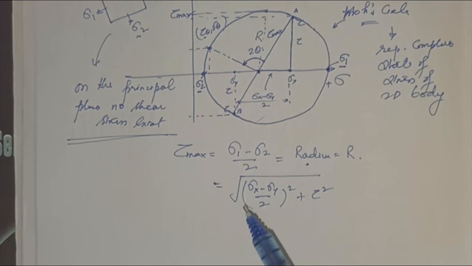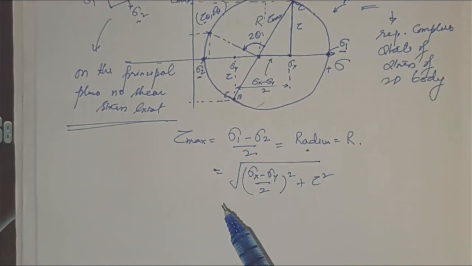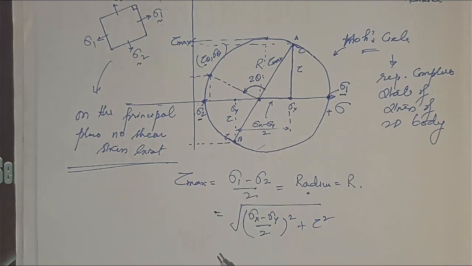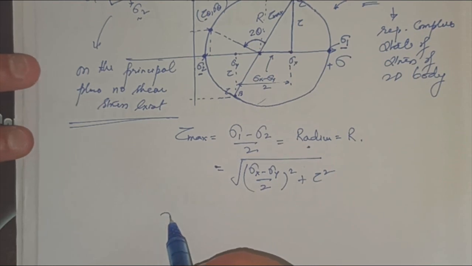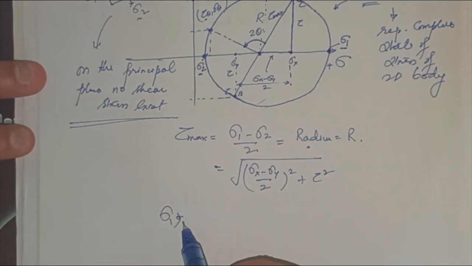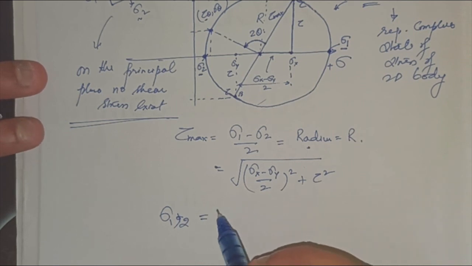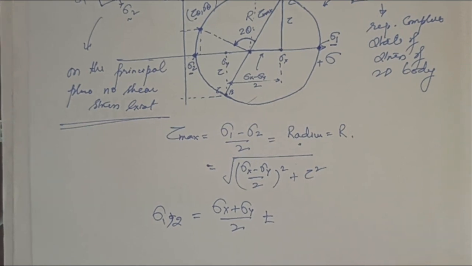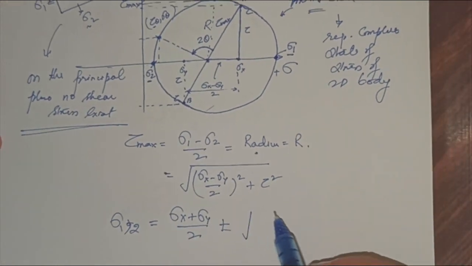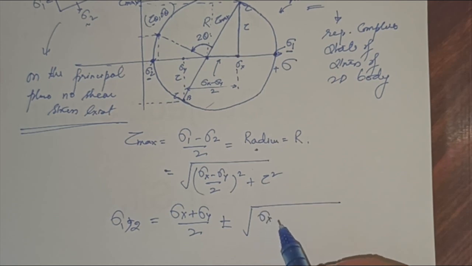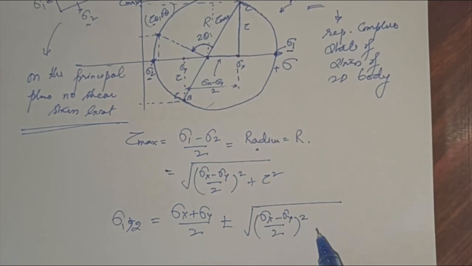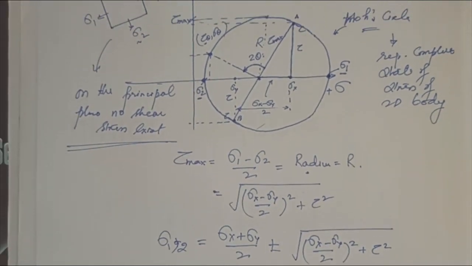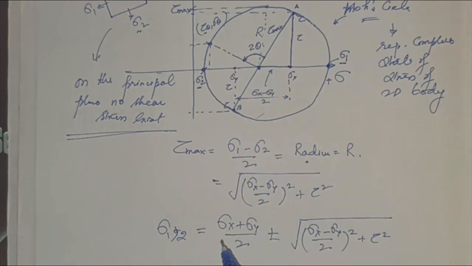Okay, and I can also say what the values of sigma 1 and sigma 2 are. The analytical expression is sigma 1, sigma 2 equals sigma x plus sigma y by 2, plus or minus, I'll prove this just now, the square root of sigma x minus sigma y by 2 squared plus tau squared. This is sigma 1 and sigma 2. You can obtain it analytically, and you can also obtain it from the Mohr circle.